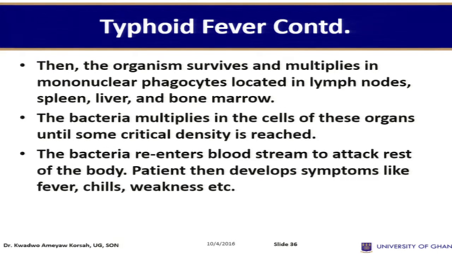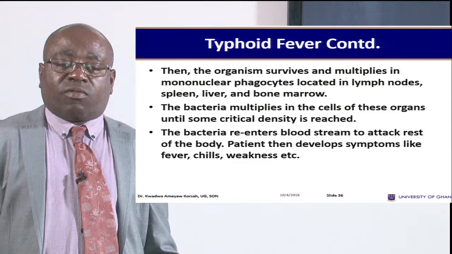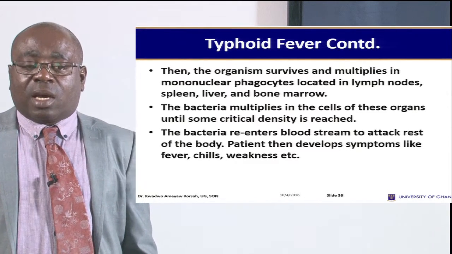And then the organism survives and multiplies in the mononuclear phagocytes located in the lymph nodes, and then we can also locate these mononuclear phagocytes in the spleen, the liver, and then the bone marrow. And so the bacteria multiplies in the cells of these organs until we are able to reach a critical density. And so the bacteria again re-enters the bloodstream to attack the rest of the body. And so the patient then develops symptoms like fever, chills, and weakness, and then other manifestations.